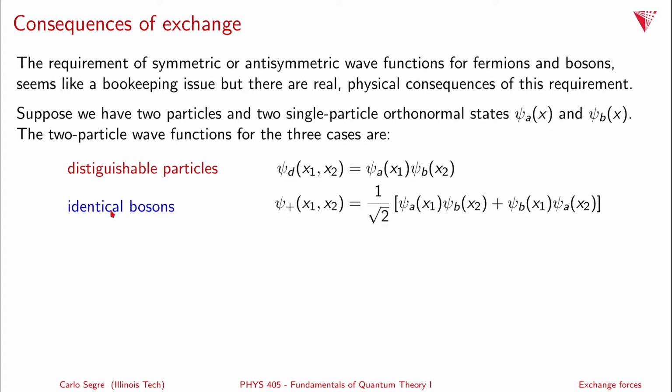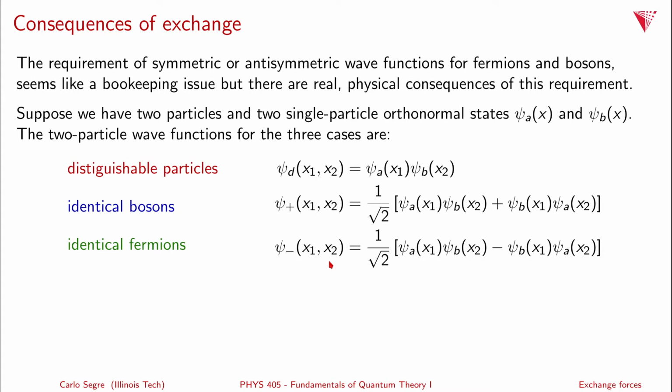For identical bosons, psi plus of x1, x2 has to be the symmetrized function because it has to also be symmetric under exchange. That is, you have 1 over the square root of 2 times psi A of x1 psi B of x2 plus psi B of x1 psi A of x2, so that when you exchange x1 and x2, you get the same function back again. This is not necessary for distinguishable particles.